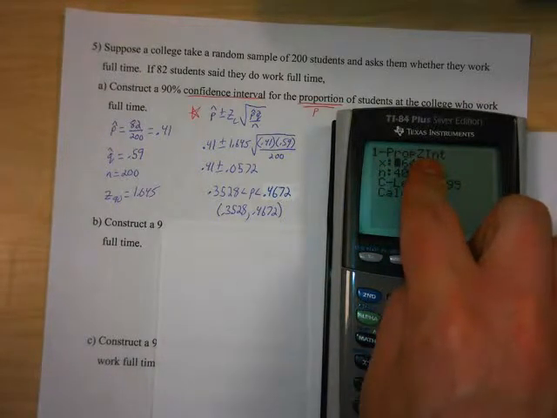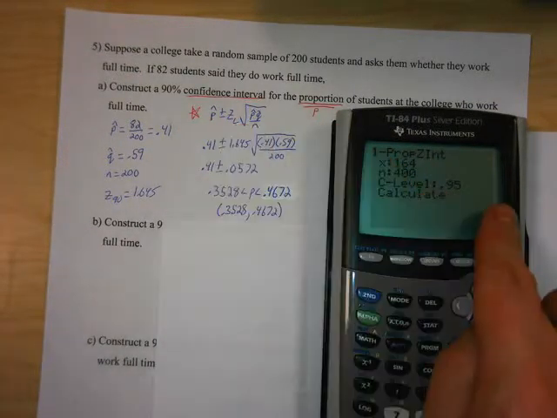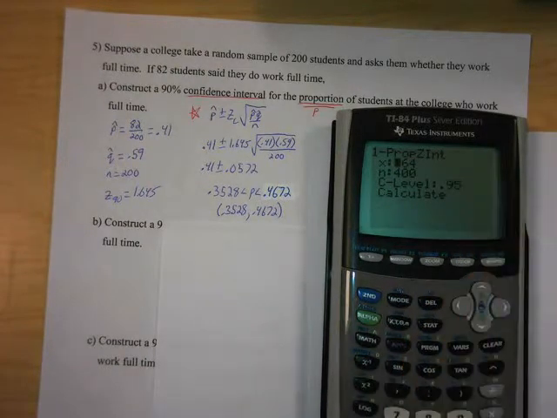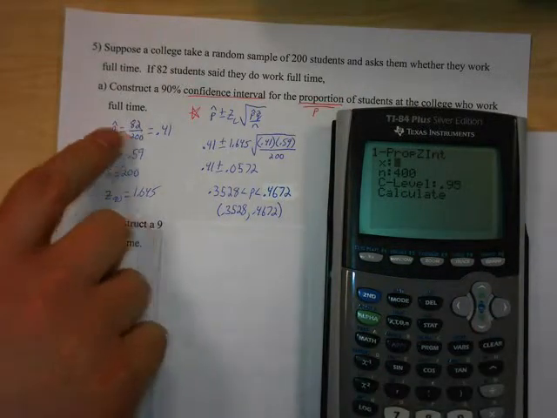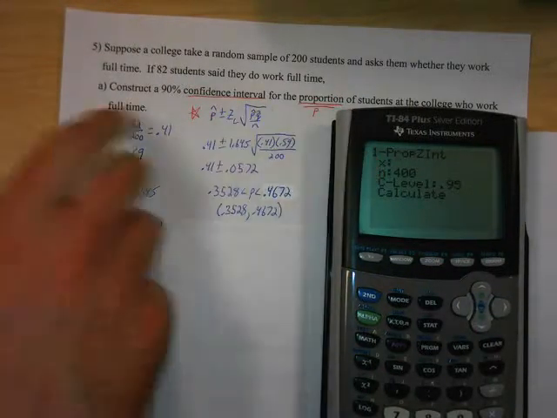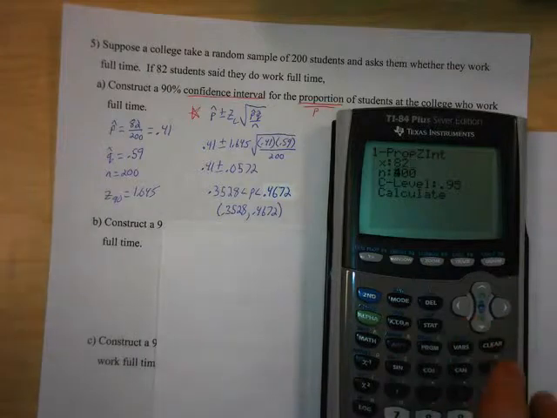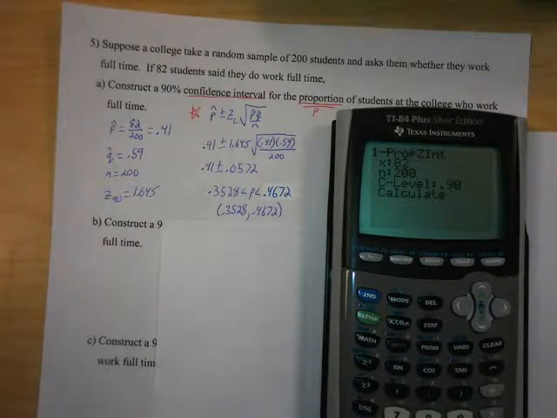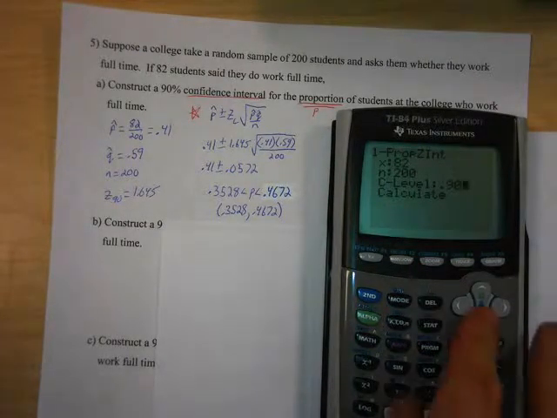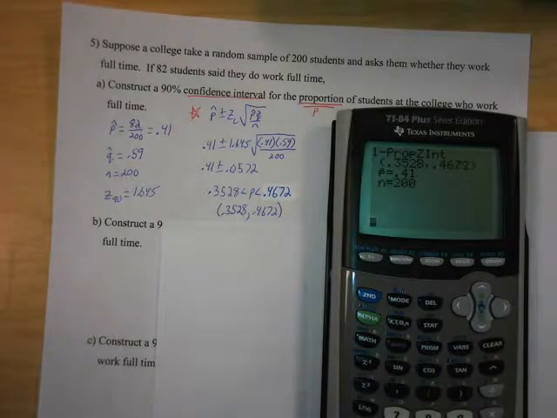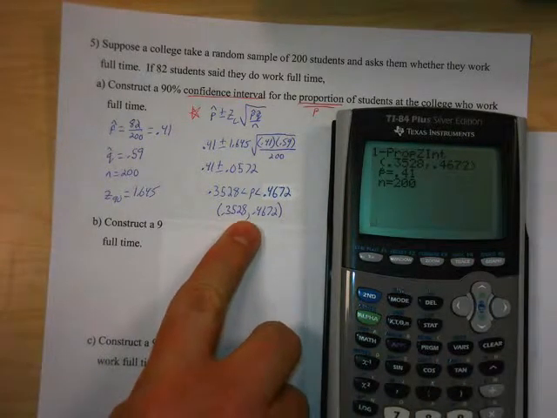One prop means one proportion. Z is because we have z scores. We're using 1-PropZInt here, and INT means interval. So in our example, x is the number of successes, the people that said they work full-time. That's 82, out of n, which was 200. And the confidence level was 90%, so 0.90. And then calculate, and notice it's the same answer as this.